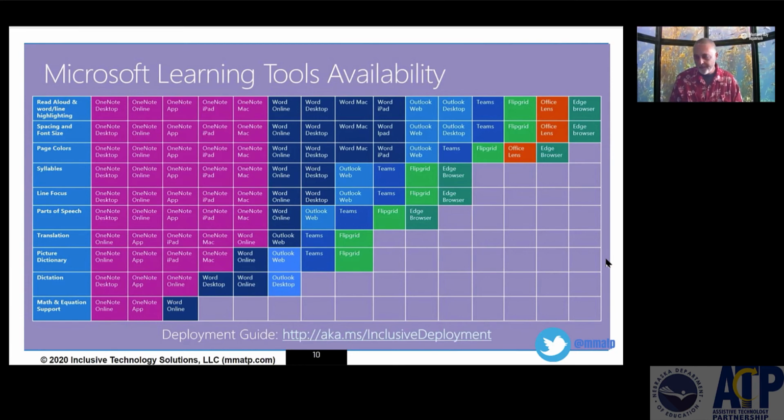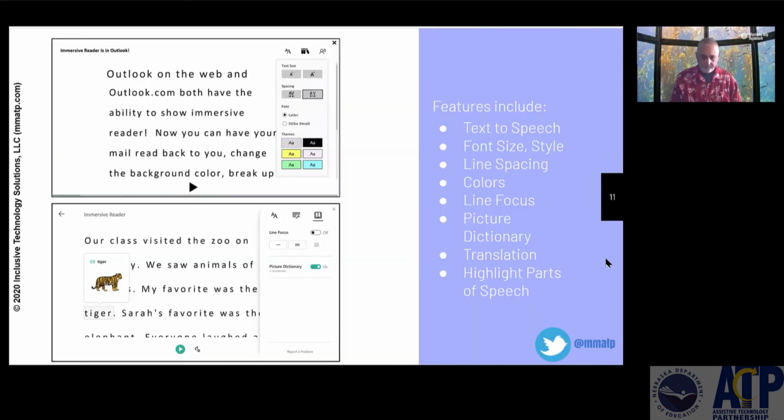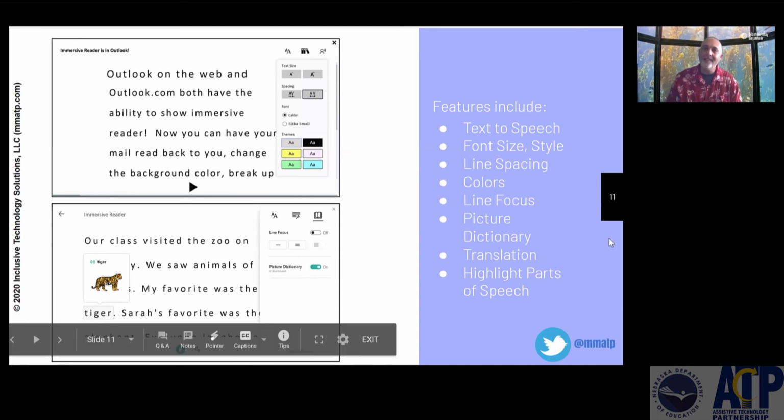So thinking about those tools, what are we really talking about with learning tools? We're talking about taking the written information on a page and adjusting it to make it easier to read, to give options for reading. And I mentioned some of those features on the last slide, but here they are. When we look at Immersive Reader and the learning tools: text-to-speech, font size and style, spacing, colors, focus, picture dictionary, translation, and then the ability to break things down into syllables for parts of speech.